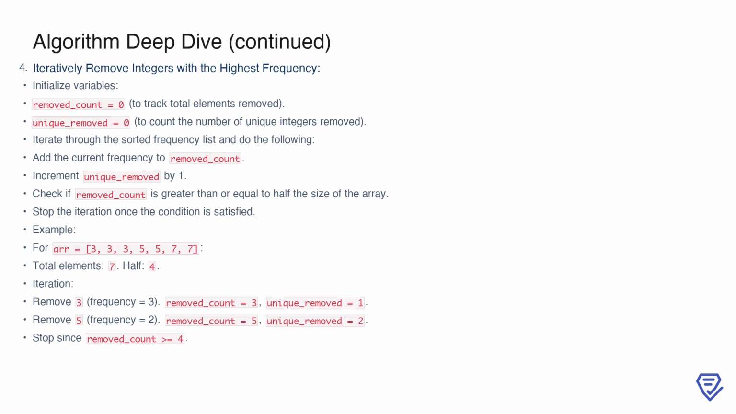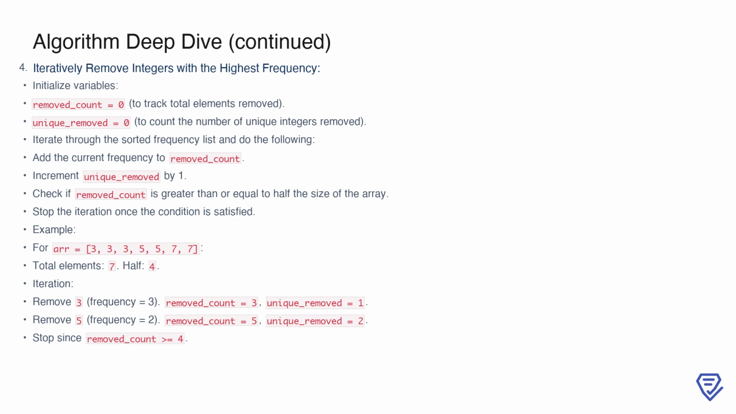Now, we proceed by iteratively removing integers with the highest frequencies. We start by initializing two variables, removed_count, which tracks the total number of elements removed, and unique_removed, which counts the number of unique integers removed. As we iterate through the sorted frequency list, we add the current frequency to removed_count and increment unique_removed by 1. At each step, we check if removed_count has reached or exceeded half the size of the array. If so, we stop the iteration early, as our goal has been achieved.